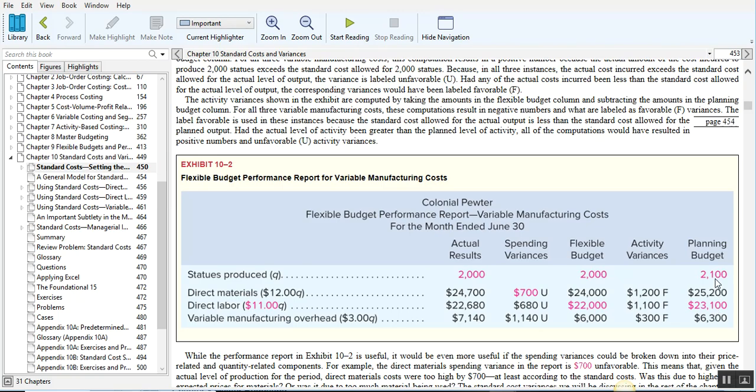We originally planned for 2,100 statues, but a higher direct materials cost. This was coming right from the planned budget. A higher labor cost, and then a higher manufacturing overhead cost. And the differences between this and the flexible budget really are caused by the activity variance, as we noted earlier.